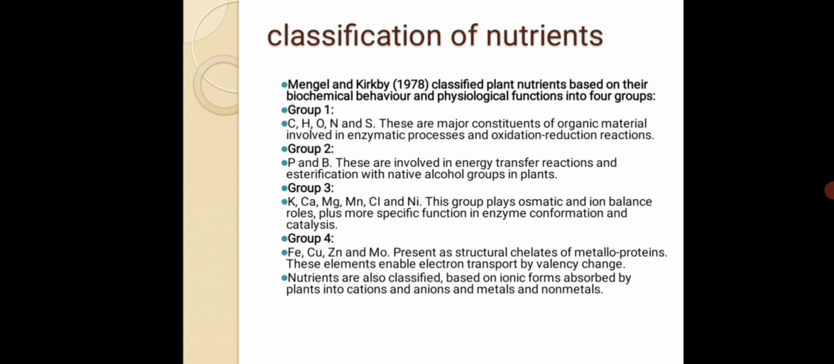Then group 2 will be phosphorus and boron. They are involved in energy transfer reactions in plants. Then group 3 will be potassium, calcium, magnesium, manganese, and chlorine. These play osmotic and ion balance roles, plus more specific functions in enzymatic conformation and catalysis. Then group 4 will be iron, copper, zinc, and molybdenum, present as structural chelates of metalloproteins. These elements enable electron transfer by valency change.